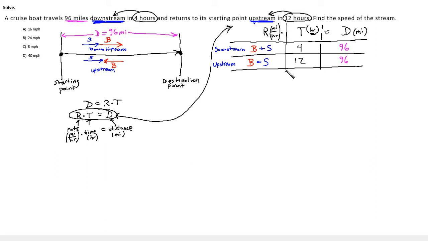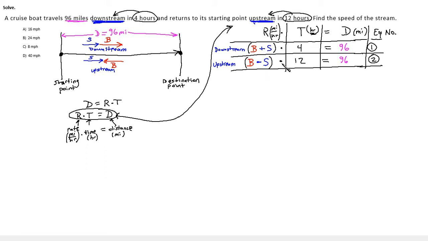What we're looking at here are two equations. What we're going to create is the effective rate times time equals 96. This is equation 1. Let's make this a column as well, equation number 1. And this second circumstance, the effective rate of the boat times the time that it takes to travel the same distance, 96 miles, we're going to call equation 2.